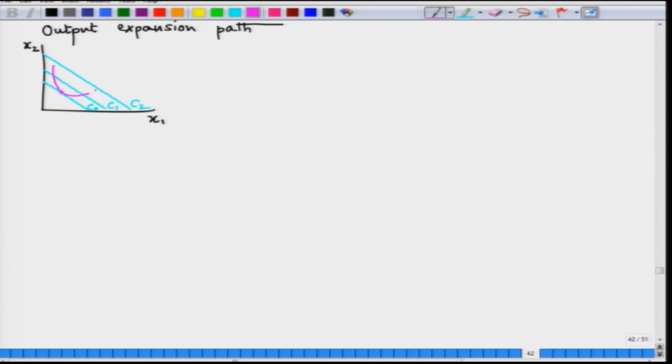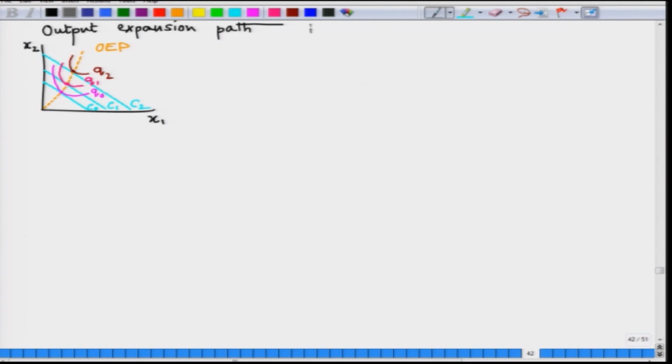So, say this is for output level Q0, then we can get another tangency say here for isoquant level Q1, and similarly we can have another tangency with isoquant level Q2, and if I join these equilibrium points, firm's equilibrium points with a curve, then the locus of these equilibrium points is known as the output expansion path or abbreviated as OEP. So, now we are going to have a formal definition.